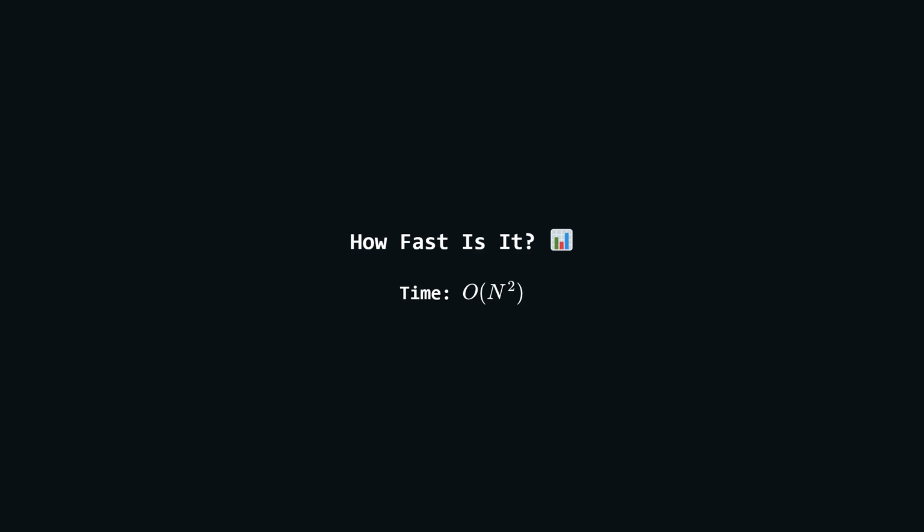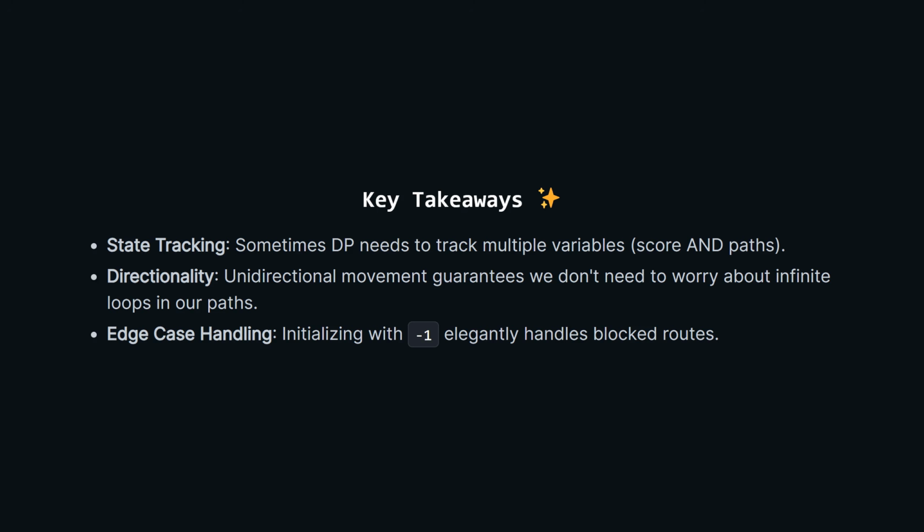For time complexity, we have to visit every single square on the grid exactly once, making it big O of n squared, where n is the length of one side of the board. And for space, we build a state array that perfectly mirrors the grid size, so the space complexity is also big O of n squared. So what do we learn here? The biggest takeaway is that a dynamic programming state doesn't have to be just one number. Tracking multiple variables per cell is a super powerful pattern for these tiebreaker-style questions.